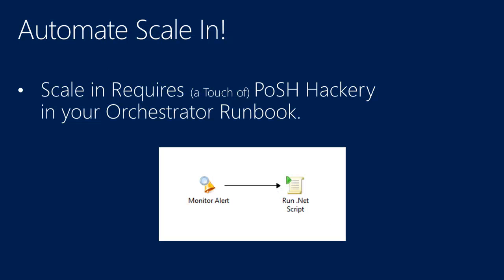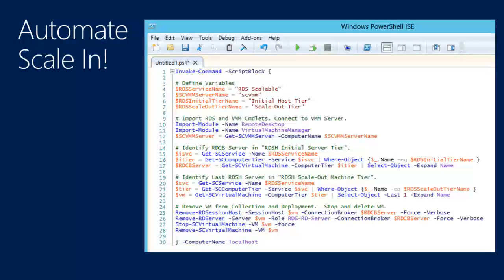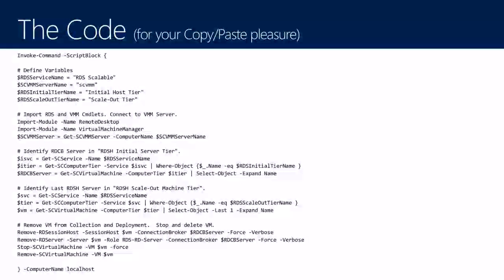And with that, inside of Orchestrator, I can now create a monitor alert to say, hey, there's too few users on my RDSH servers. When that happens, go ahead and execute this command. Later on, whenever you are using this back in your own environment, this is the code for your copy and pasting pleasure. But that's essentially how you can scale this thing back in.